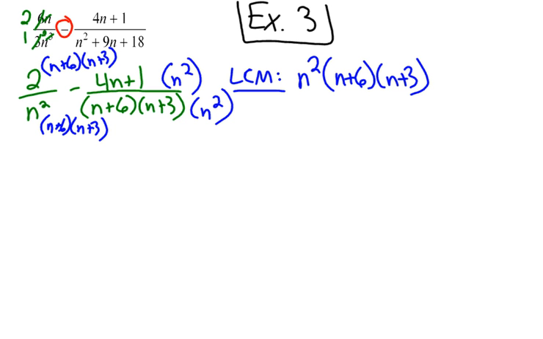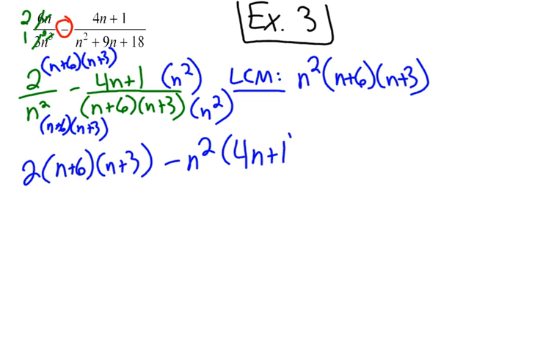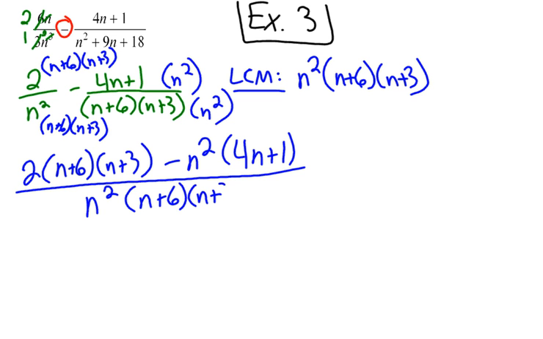So let's try cleaning this up a little bit. It's going to take us a few steps to simplify. So we have 2 times n plus 6 times n plus 3. I'm going to write this as minus n squared, put that missing third factor in front, times 4n plus 1, all over our common denominator of n squared times n plus 6 times n plus 3. Okay, let's FOIL that first product of two binomials. We know from the beginning of the problem that FOILs to n squared plus 9n plus 18.